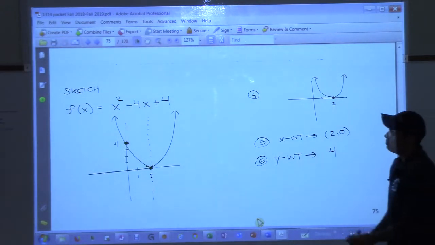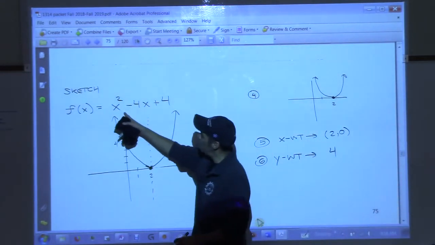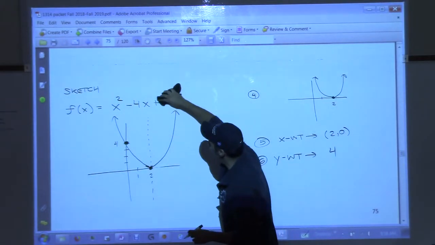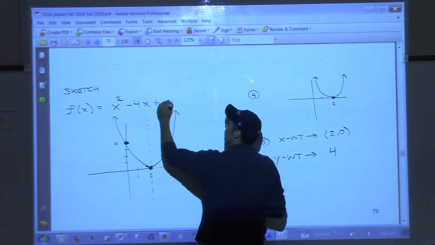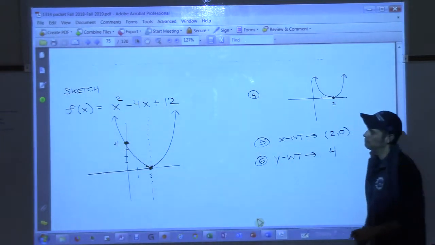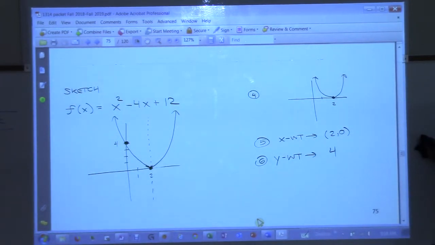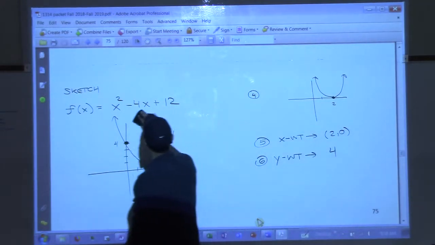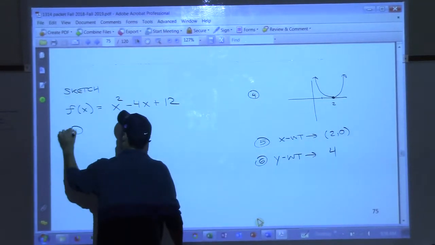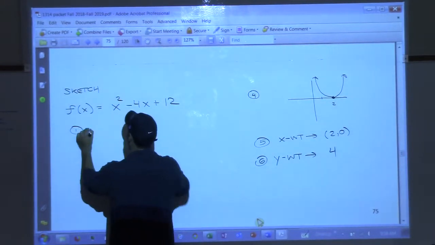Let's do the same problem, okay? The same problem right here. But I'm just going to change this 4 to a 12. Yeah. All right, so let's go through this. All right, still opens up. Or sorry, still is a quadratic.